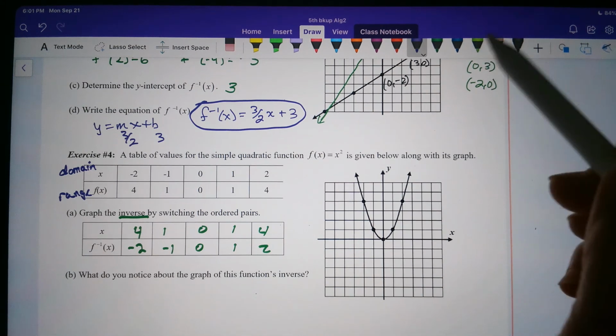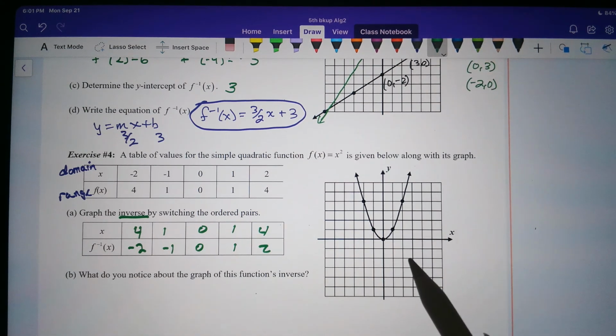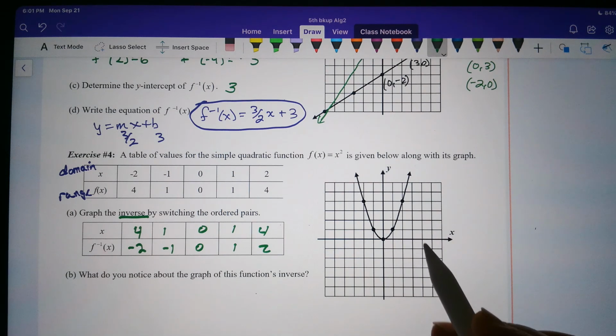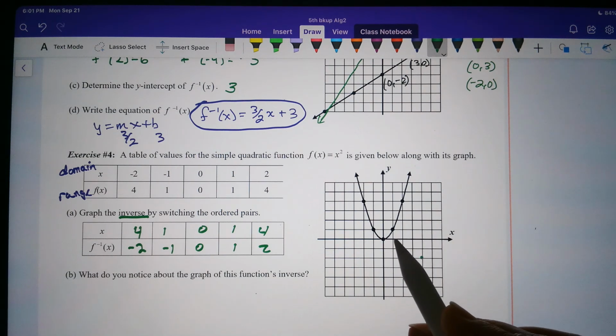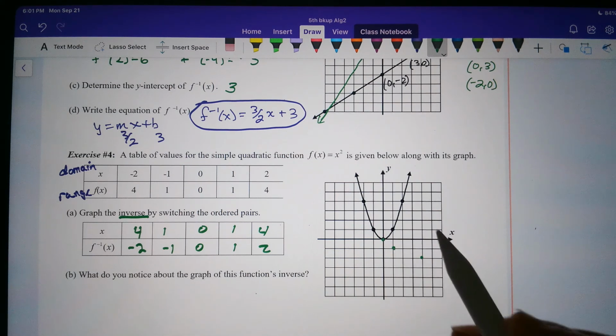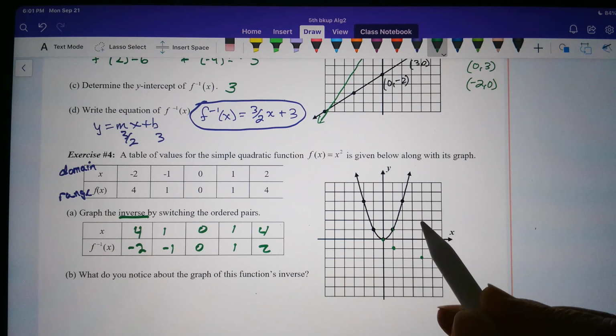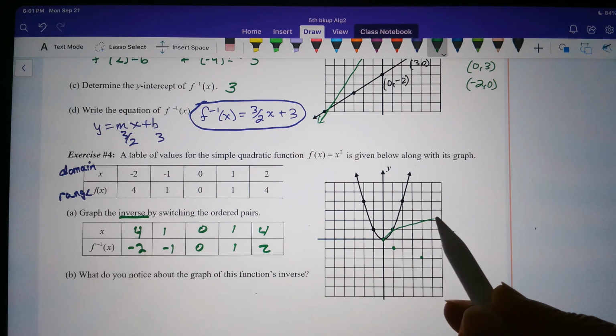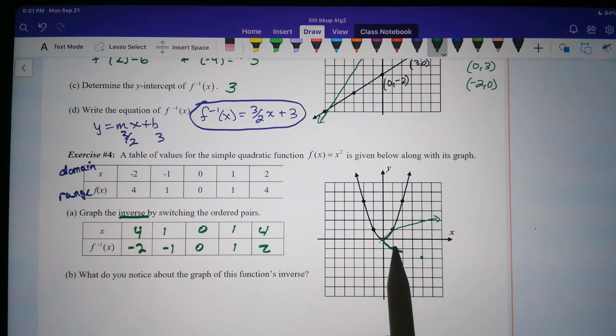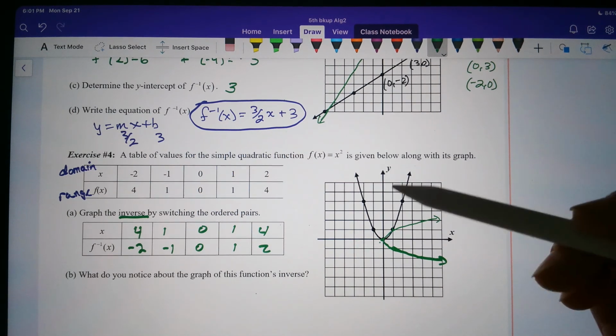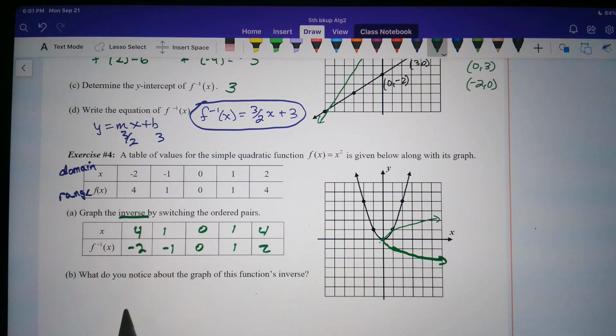Now plotting these points, go back to green: 4, negative 2, 1, negative 1, 0, 0, 1, 1, and 4, 2. We get this parabola that seems to be lying down on its side. What do we notice about the graph of this function's inverse? It is not a function. Right, the inverse is not a function.